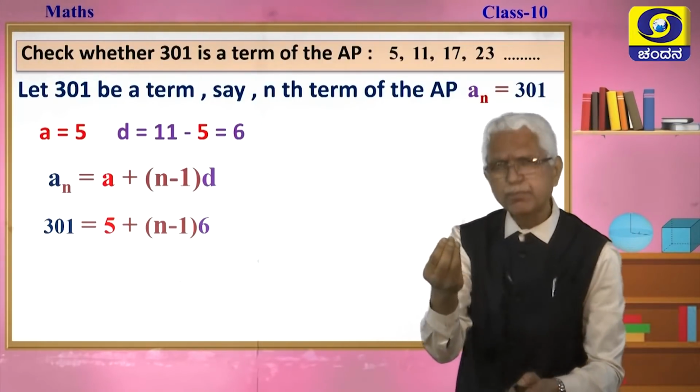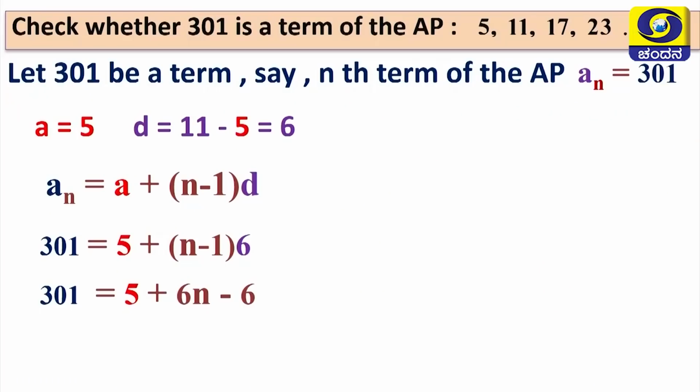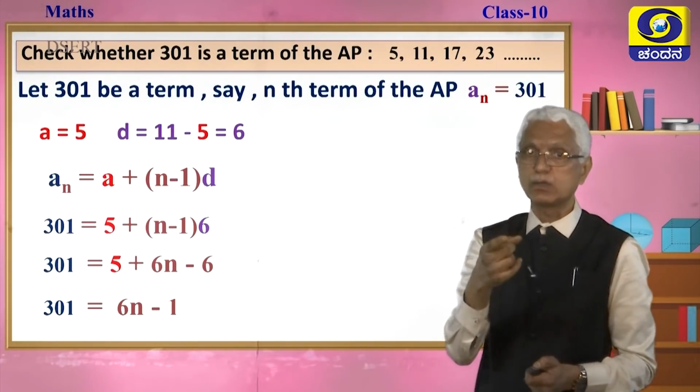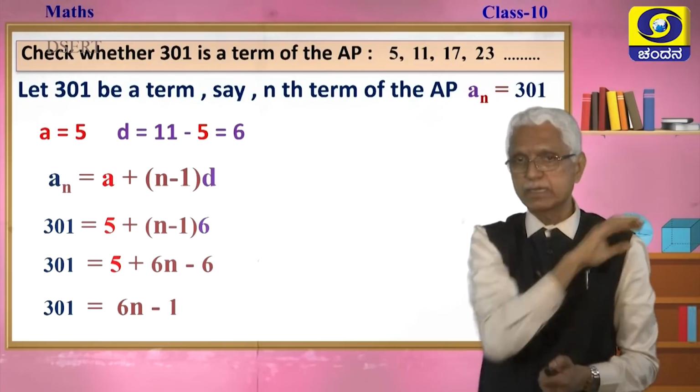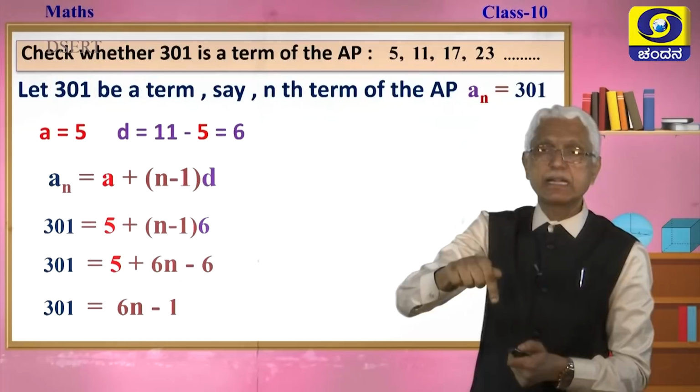From here it is mere simplification. 301 is equal to 5 plus, remove the bracket, 6 into n, 6n, 6 into minus 1, minus 6, correct? Check the next step please. 301 is equal to 6n, I keep as it is, 5 minus 6. What is 5 minus 6? It is minus 1. So, 301 is equal to 6n minus 1. Am I right? But remember, I have decided 301 is there.